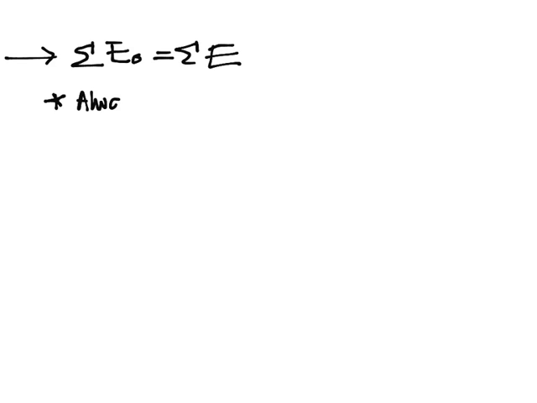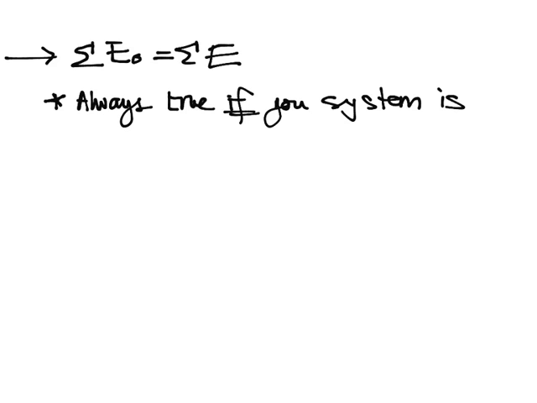So far we have been dealing with situations in which energy is conserved, so we've been using this equation: sigma E naught equals sigma E. All the energy at the beginning equals all the energy at the end. Now, this equation is always true if your system is the whole universe. But it's kind of hard to keep track of every object in the whole universe in order to satisfy this equation.